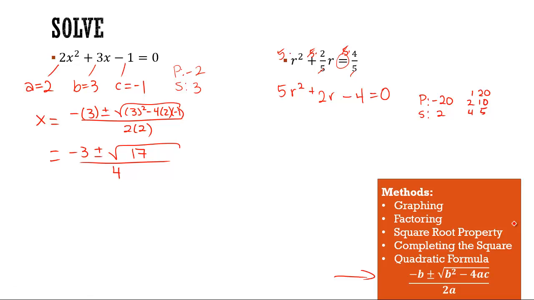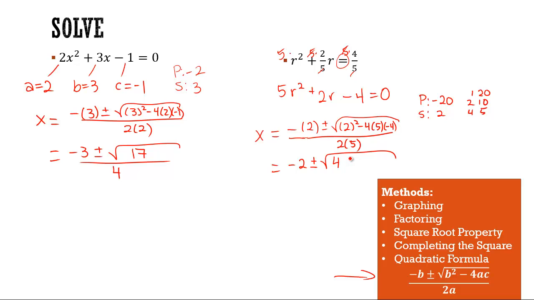So you could complete the square, but let's use the quadratic formula because that's why it's there. So we take our negative b plus or minus the root of b squared minus 4ac over 2a. Running that through, you get negative 2 plus or minus the root of 4 plus, and that's 20 times 4, that's 80, over 10. So that's negative 2 plus or minus root 84 over 10.